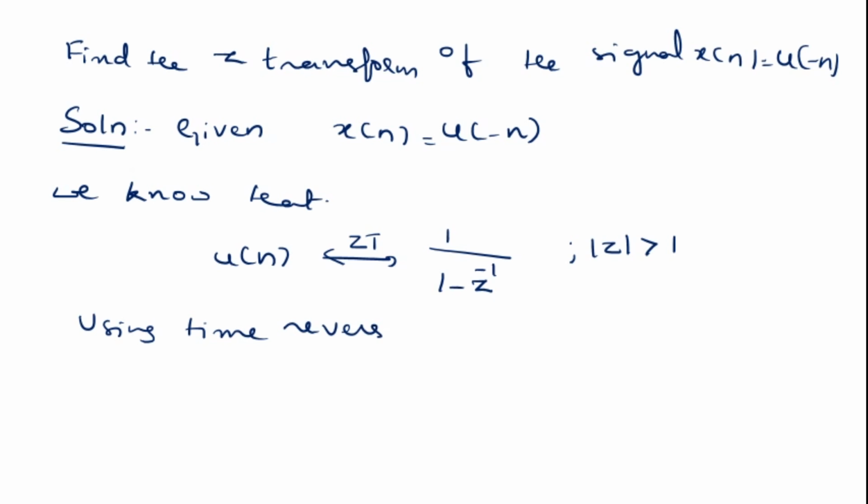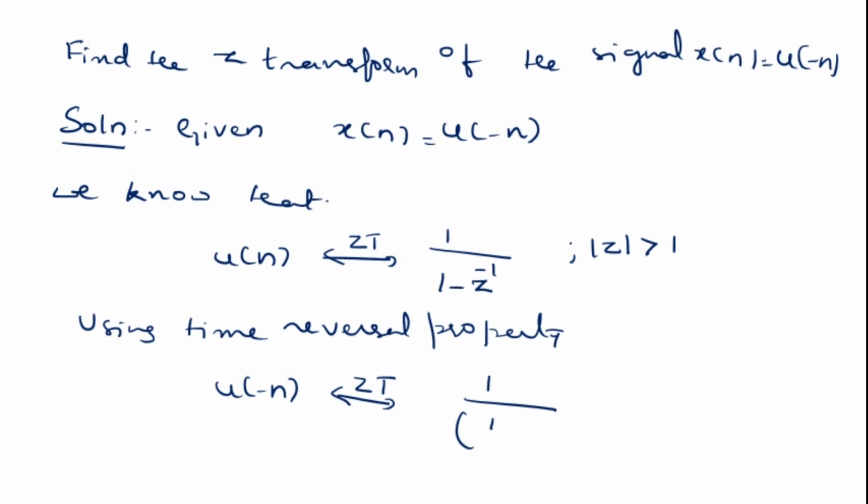time reversal property, u of minus n, if we take the transform, we get 1 divided by 1 minus 1 by z inverse with mod z is less than 1. Therefore, u of minus n, if you take the transform, we get 1 divided by 1 minus z with mod z is less than 1.